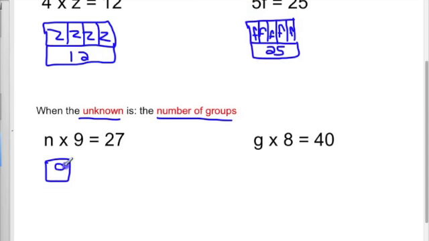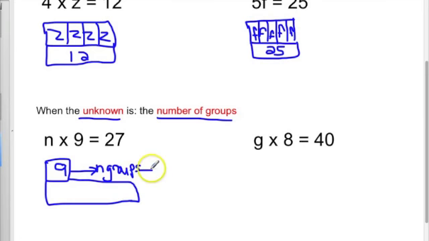We don't know that. But what we do know is that there are 9 in each group. We just don't know how many groups we have. So this is going to show our n groups, because that's what we don't know. This is n groups. We don't know that. But we do know that 9 times whatever the groups are, so we have our n groups, and that is going to give us a total of 27. So this is what we do know, this information here.